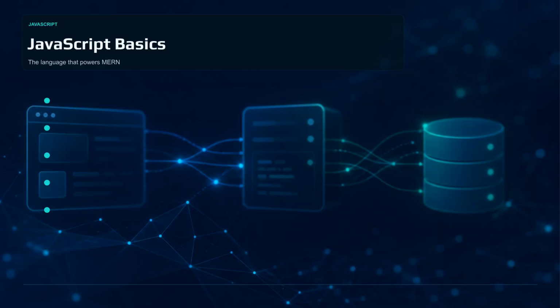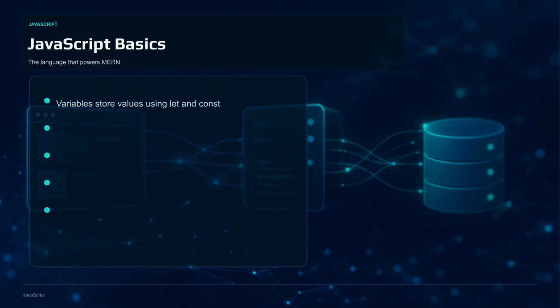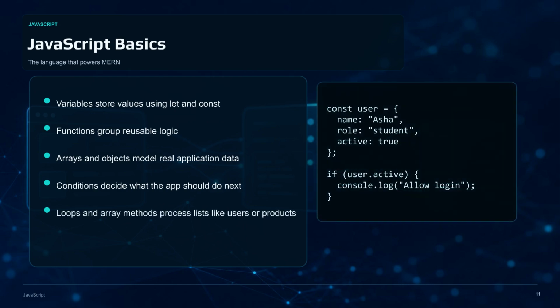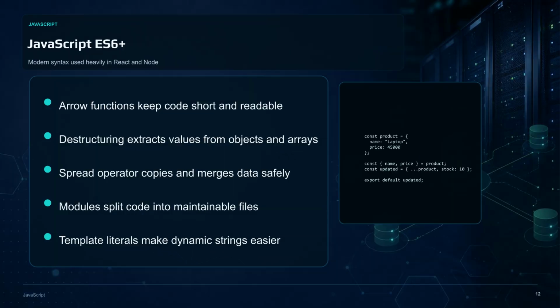Key concepts include selectors, the box model, Flexbox for alignment, and grid for layouts, ensuring your designs are responsive on all devices. JavaScript powers MERN. You will use variables, functions, objects, and arrays to handle data, while conditions and loops allow you to control application flow. Modern JavaScript, or ES6+, introduces essential syntax like arrow functions, destructuring, the spread operator, and modules to make your code cleaner and more maintainable.